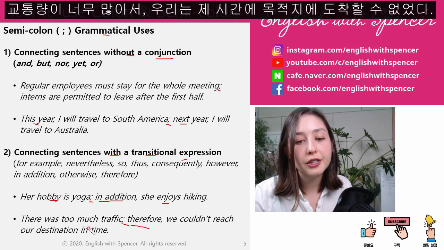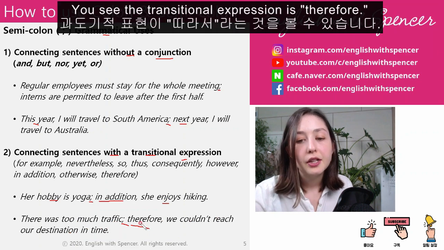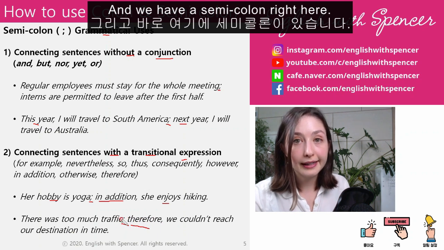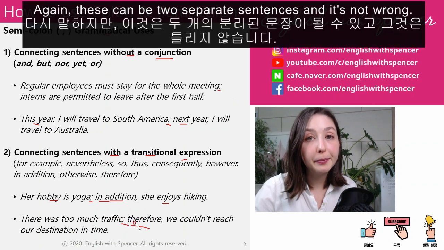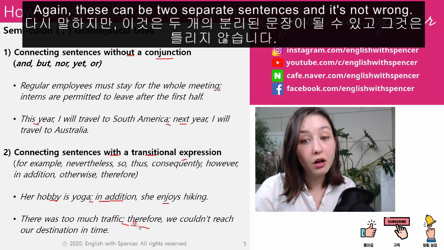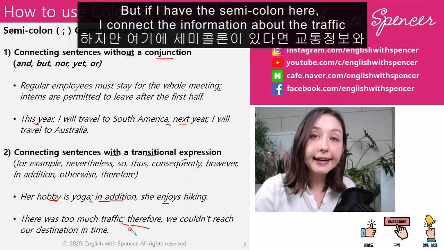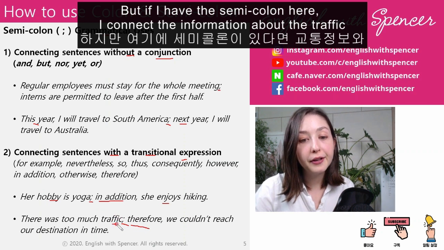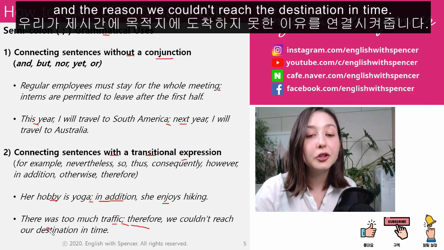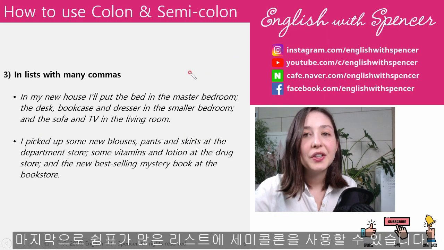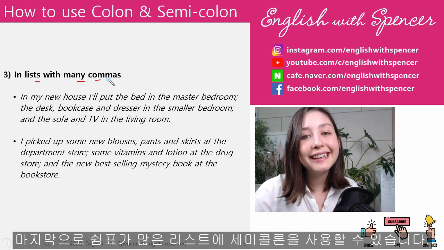Lastly, there was too much traffic; therefore, we couldn't reach our destination in time. You see, the transitional expression is therefore, and we have a semicolon right here. Again, these can be two separate sentences, and it's not wrong. But if I have the semicolon here, I connect the information about the traffic and the reason we couldn't reach the destination in time.